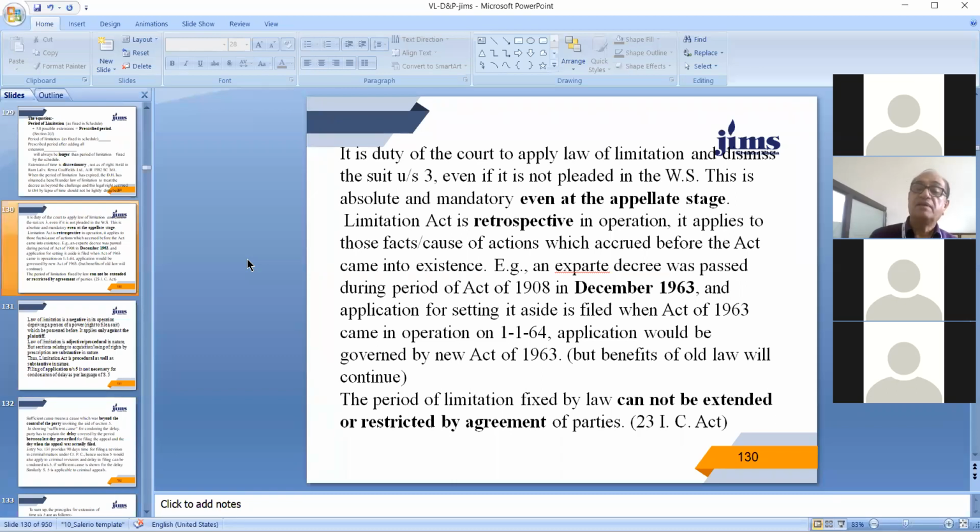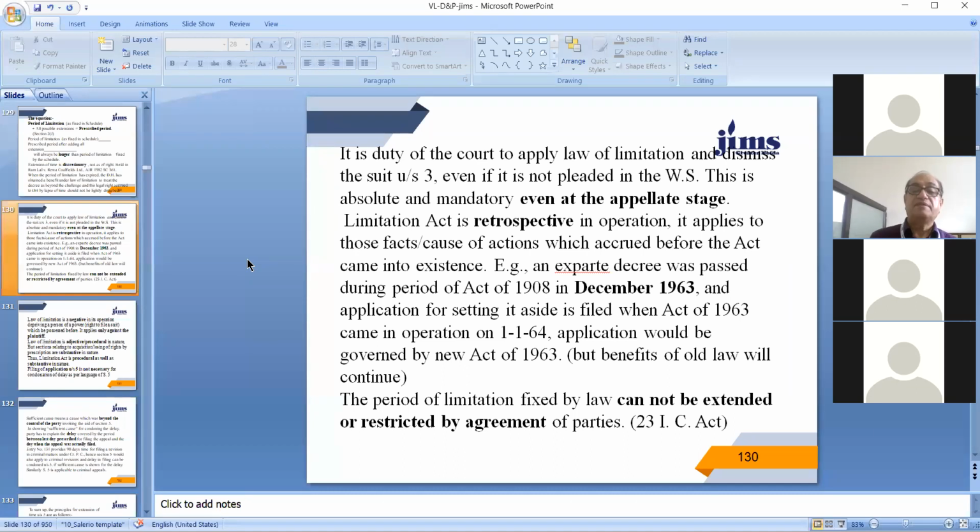For example, an ex parte decree was passed during the period of the old Act of 1908 in December 1963, and an application for setting it aside is filed when the Limitation Act of 1963 came into operation on 1/1/64. So the application would be governed by the new Act, but the benefits of the old law will continue to be available to the parties.